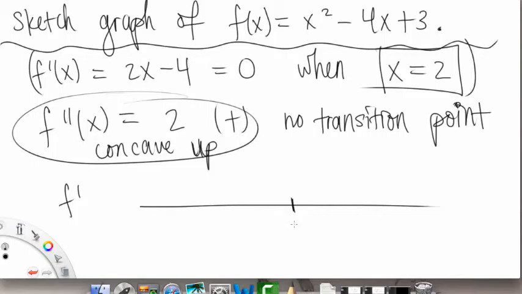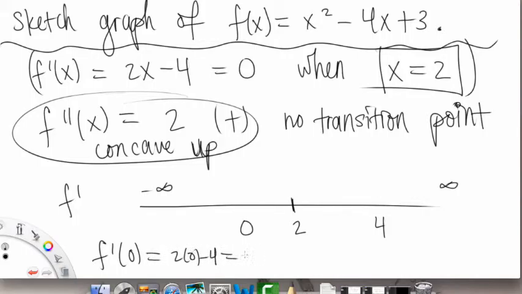So we're going to plant our critical point here at 2, okay? And then it goes to the left for negative infinity and to the right for infinity. Let's pick an easy point. Let's pick 0, and then we'll pick a 4, okay? If we plug in a 0 to our f prime, f prime of 0 is equal to 2 times 0 minus 4. That's definitely a negative 4, so a negative number there.